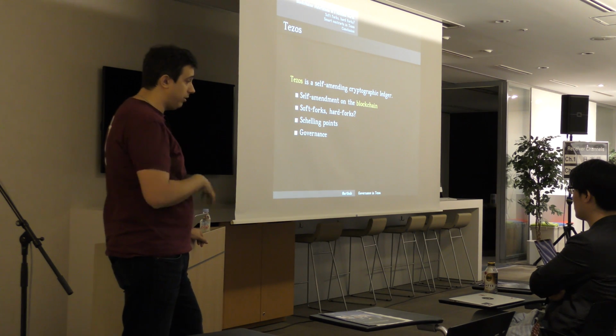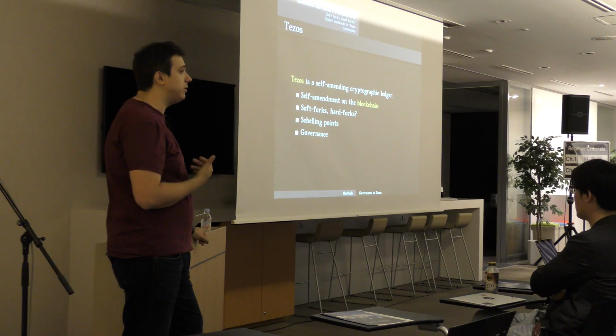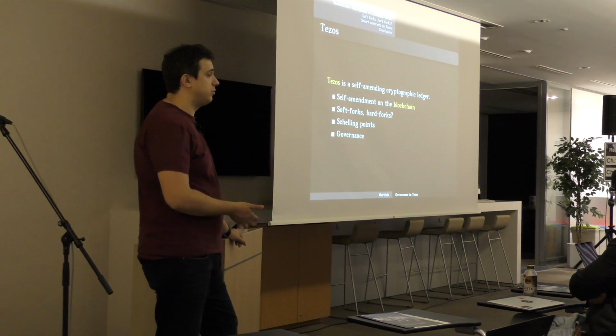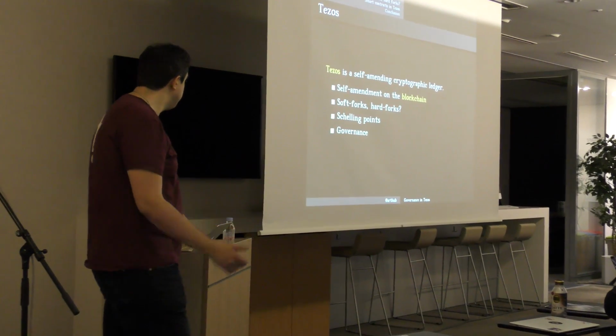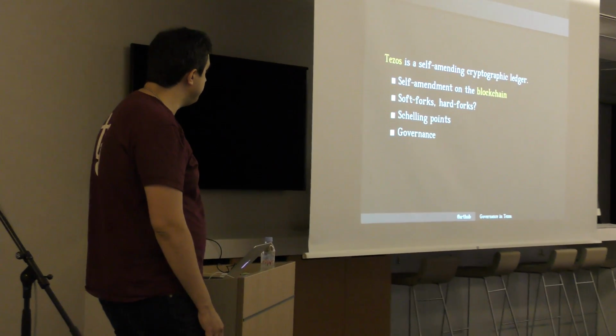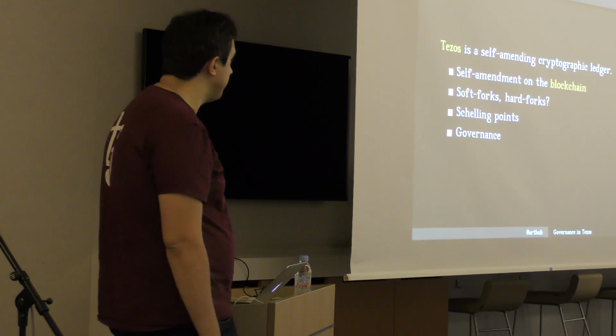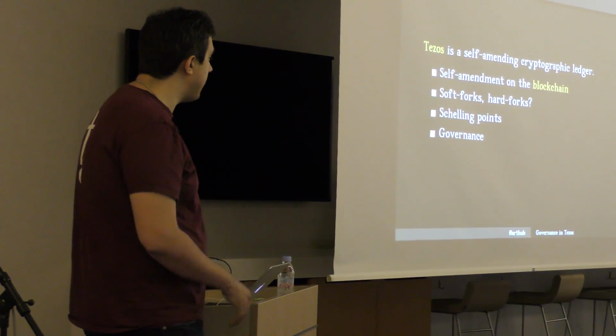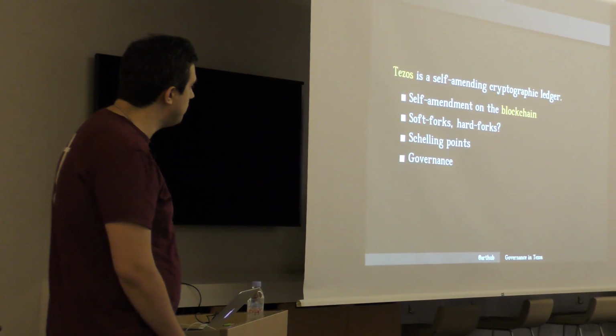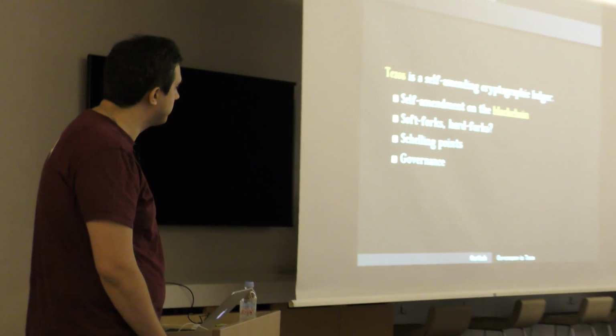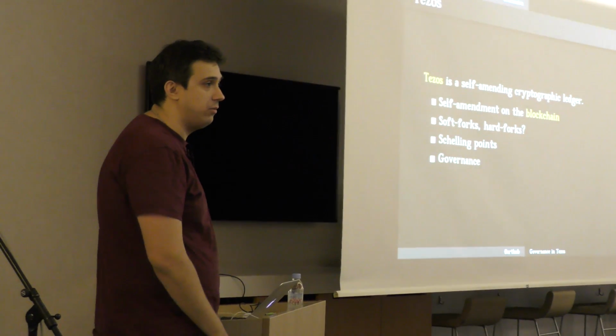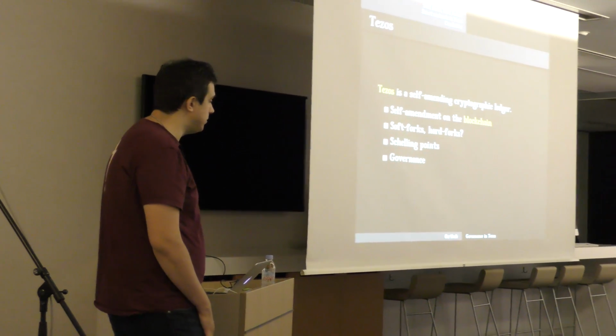And so a blockchain is a set of rules, and the question is, can you embed in a blockchain the rules for its own modification? And so this is what we're about, self-amendment on a blockchain. So I'm going to talk a little bit about that. A few words on soft forks and hard forks, Schelling points, and how all of that relates to governance.